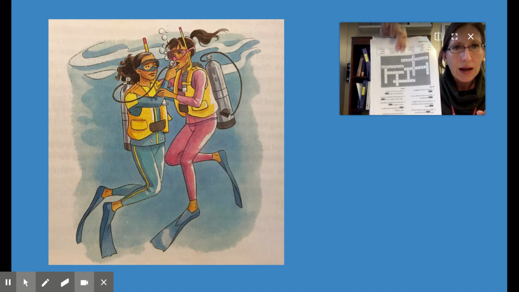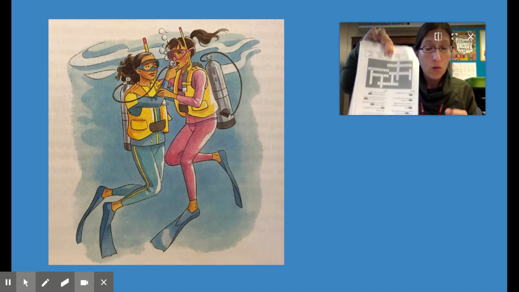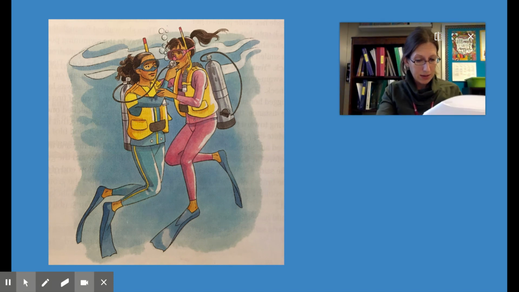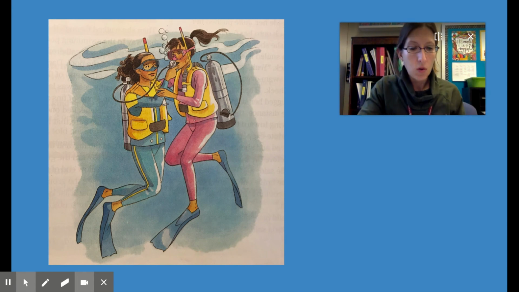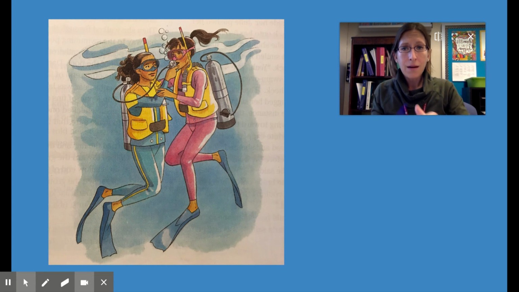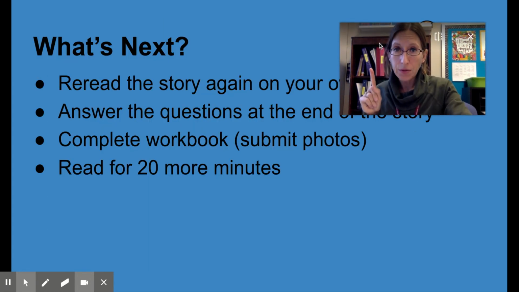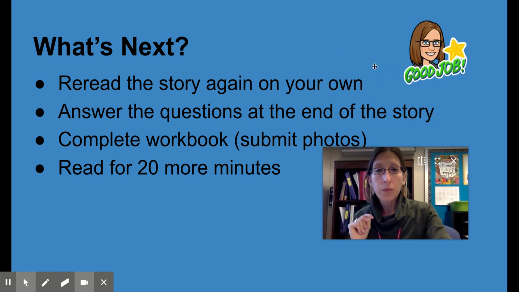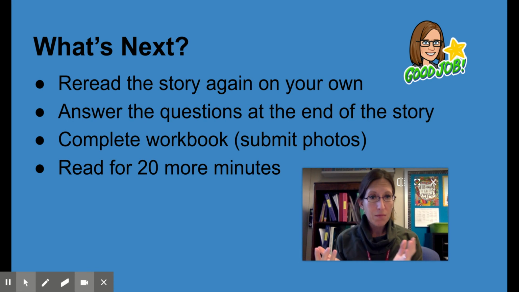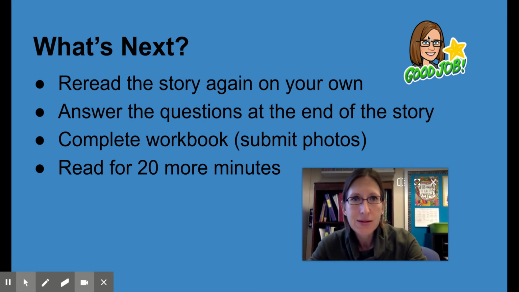So like I said, I will take a picture of mine to help you, but your homework for today is pages 35 and 36, lesson 89 in your packet. You are going to reread the story one more time on your own, answer the questions at the end of the story, complete your workbook, and then, of course, read for 20 more minutes a book of your choice. Have a wonderful day, readers, and I will see you again soon.